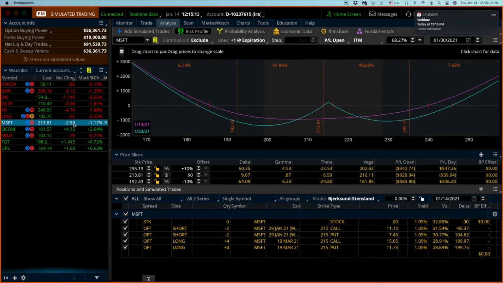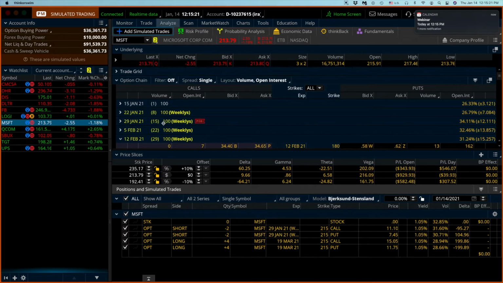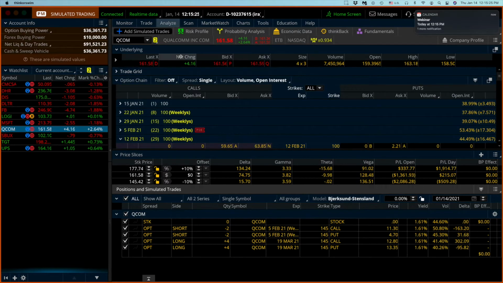Let's move on to Microsoft. January 29th. And that expires in 15 days. No need to worry about that too much. Qualcomm.